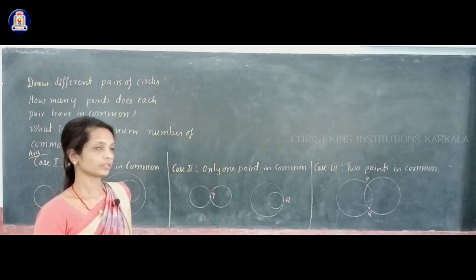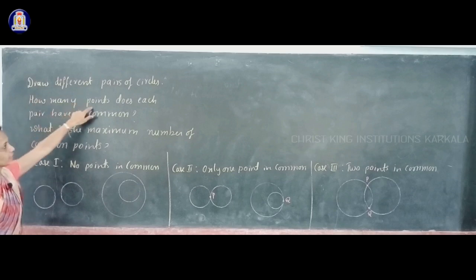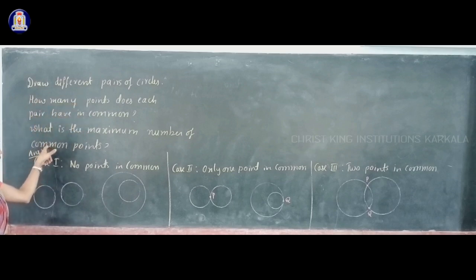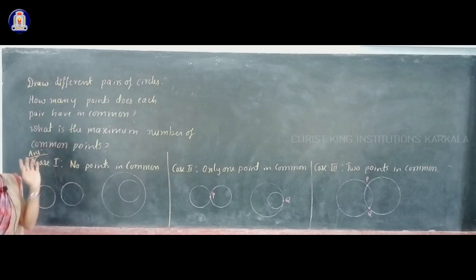Okay, so there is only one circle passing through 3 given non-collinear points. Next, draw different pairs of circles, meaning 2 circles you have to draw. How many points does each pair have in common? What is the maximum number of common points for that pair of circles that you have to find?